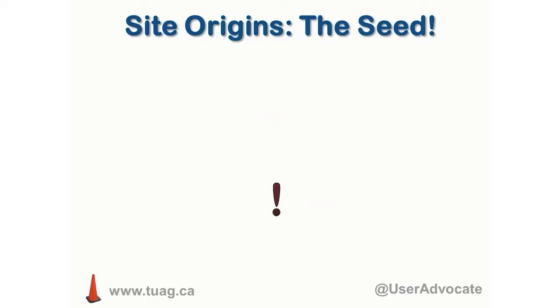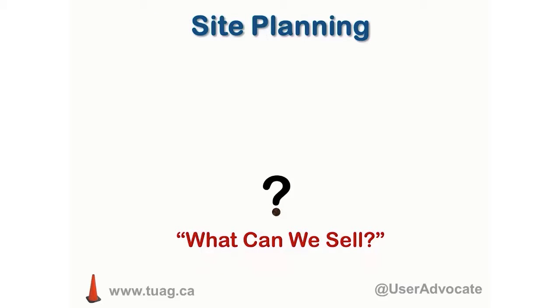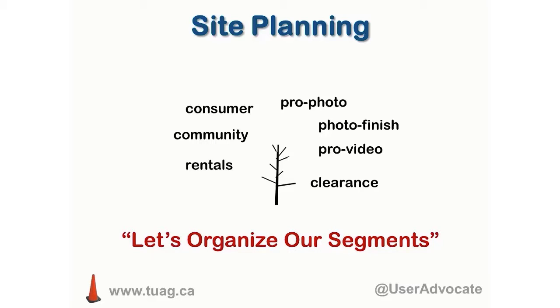We know audiovisual, so let's sell stuff to audiovisual producers. Great, that's a good idea. It's a business intent. What can we sell? Well, we think about it a little bit. It doesn't take long, but we can think of all kinds of things to sell. And then we start to articulate that. And this could be the process of working with your website builder.